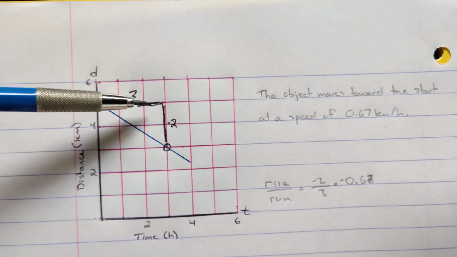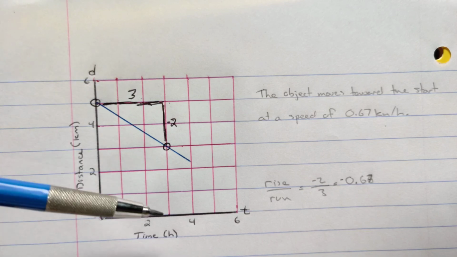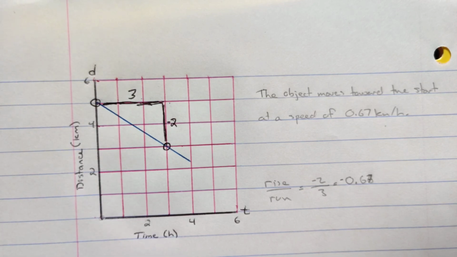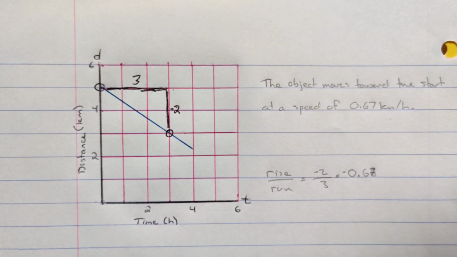Well, by saying we're moving towards the start, we are implying that it's moving in that downward slope, so the negative is not needed. So those are two situations of describing a constant motion with a linear graph. So this is a way to model linear motion with the graph and describe some of the motion with the rate of change.